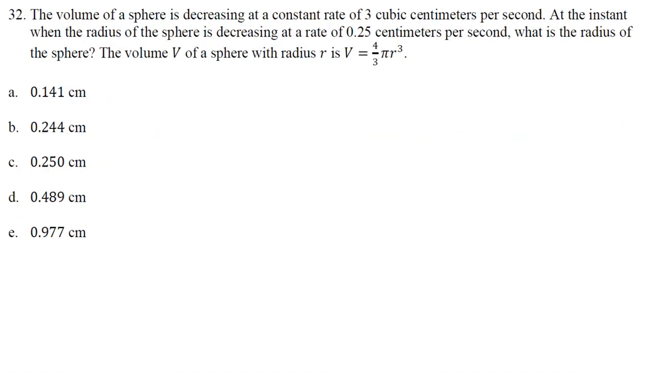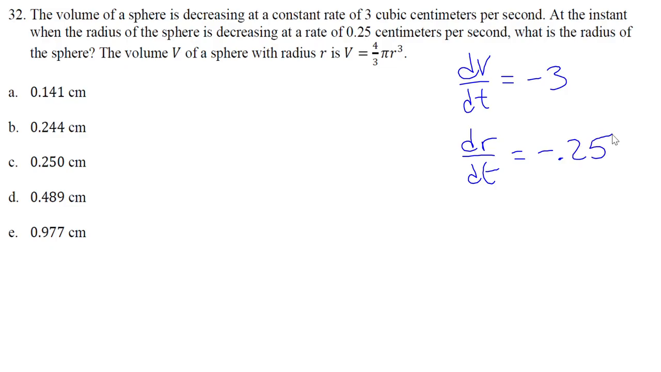All right, just two more problems to go here. So here we've got the volume of a sphere is decreasing at a constant rate of 3 cubic centimeters per second. So right off the bat, we can probably assume this is a related rate question, and we'll say dV/dt equals negative 3, making sure we make it negative because it's decreasing. And then it says at the instant when the radius of the sphere is decreasing at 0.25 centimeters per second. So that'd be a dr/dt of negative 0.25, or negative 1/4. We want to know what the radius of the sphere is.